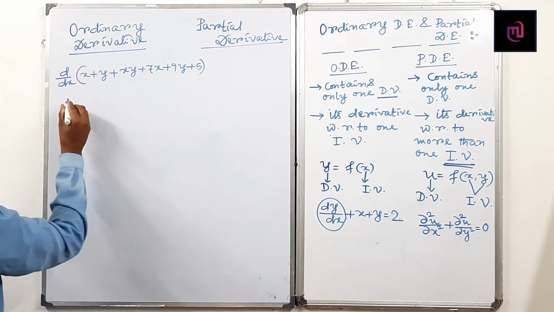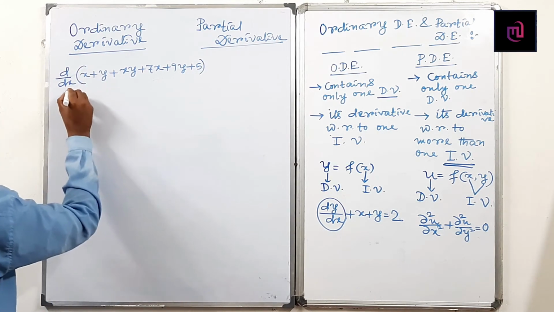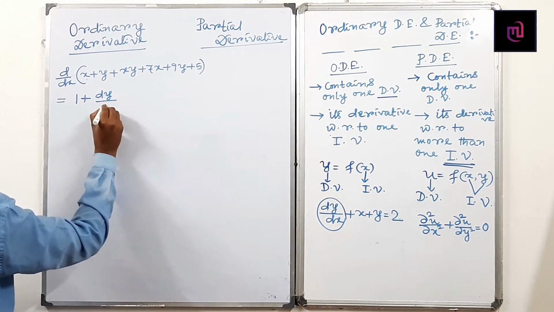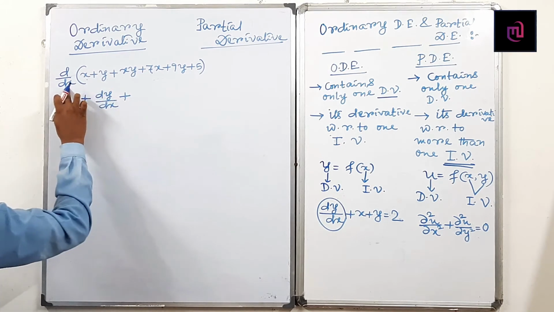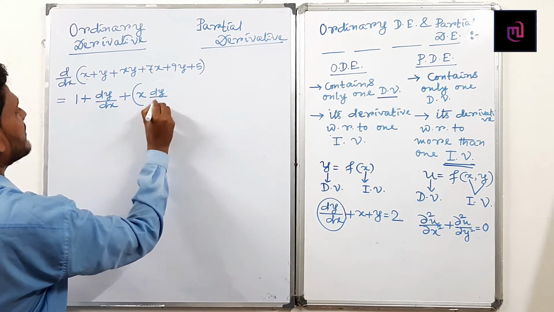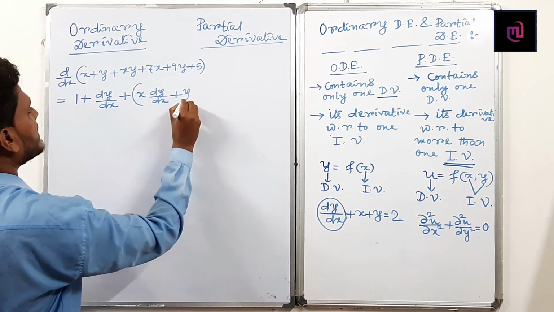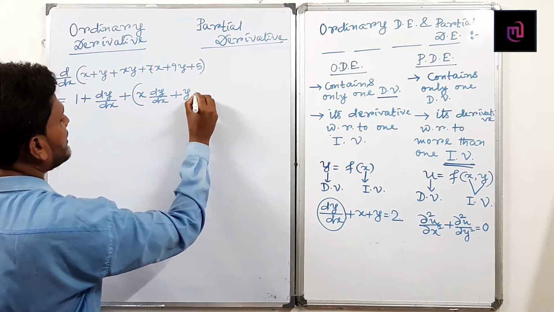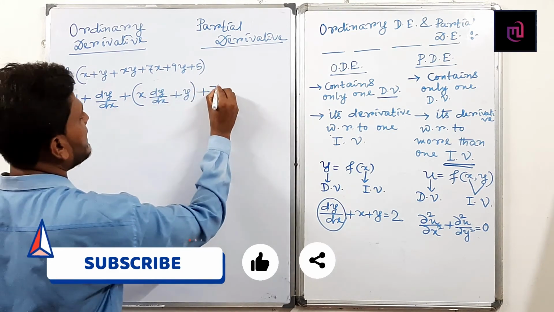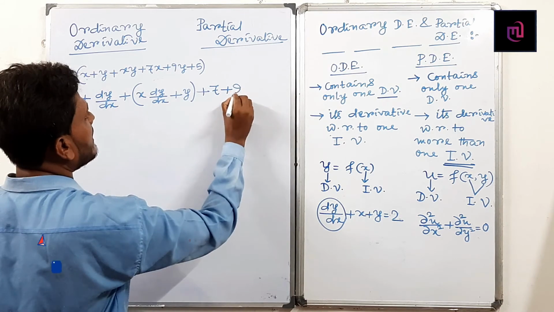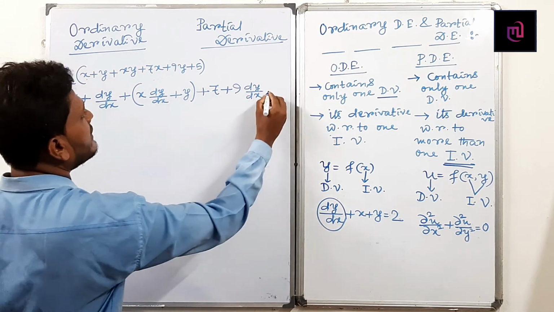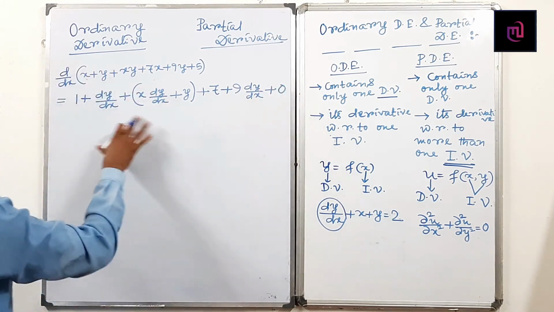So in the ordinary case, what is the differentiation? d/dx of x becomes 1. d/dx of y becomes dy by dx, plus, for this term, first function is constant, differentiation of the second function, plus second function is constant, differentiation of the first function 1, y into 1, that means y, plus d/dx of 7x becomes 7, d/dx of 9y becomes 9 into dy by dx, plus d/dx of 5 becomes 0. In the ordinary case, you must get this result.